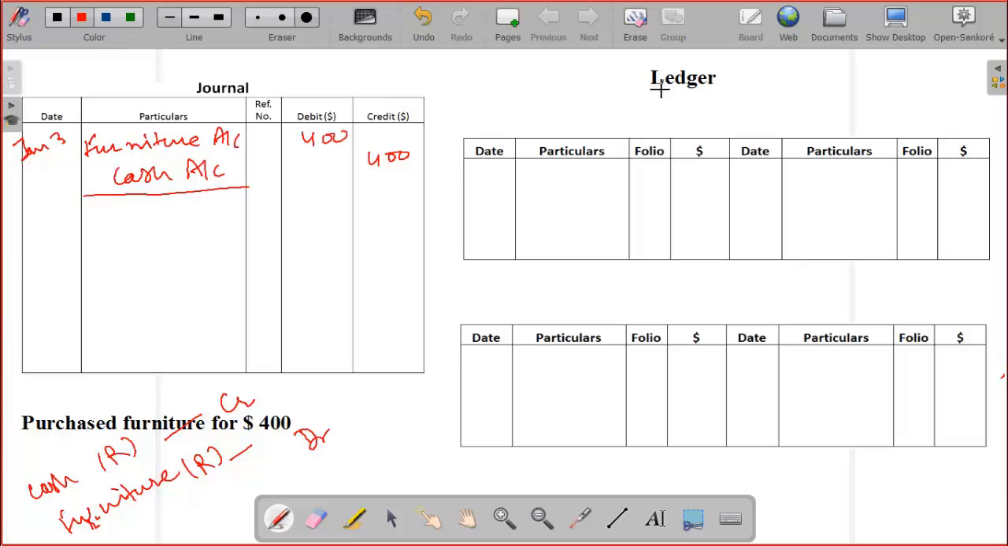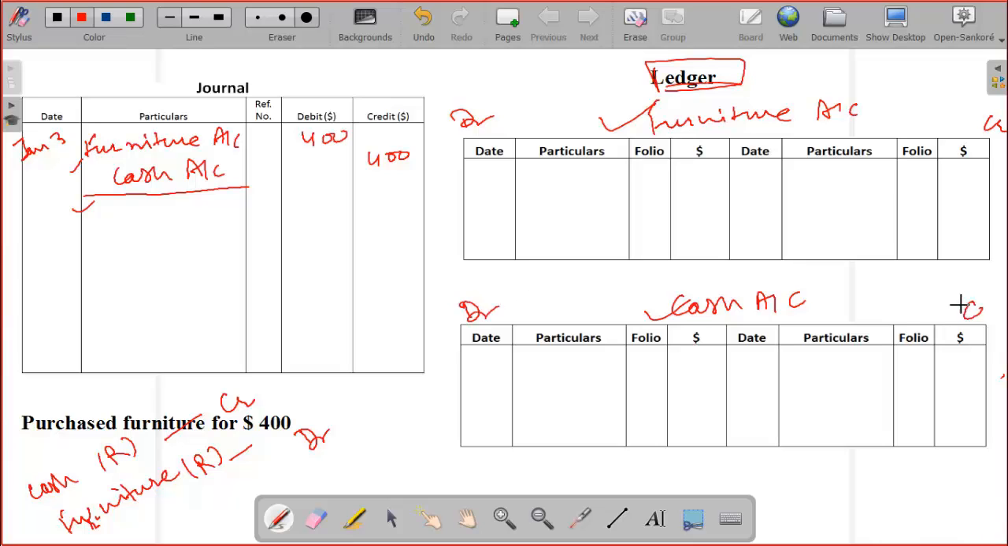Now see what we will do in the ledger. In the ledger we will open two accounts: furniture and cash. This is the furniture account, and this account is the cash account. In the ledger we open these two accounts, and this one is the debit side and this one is the credit side.